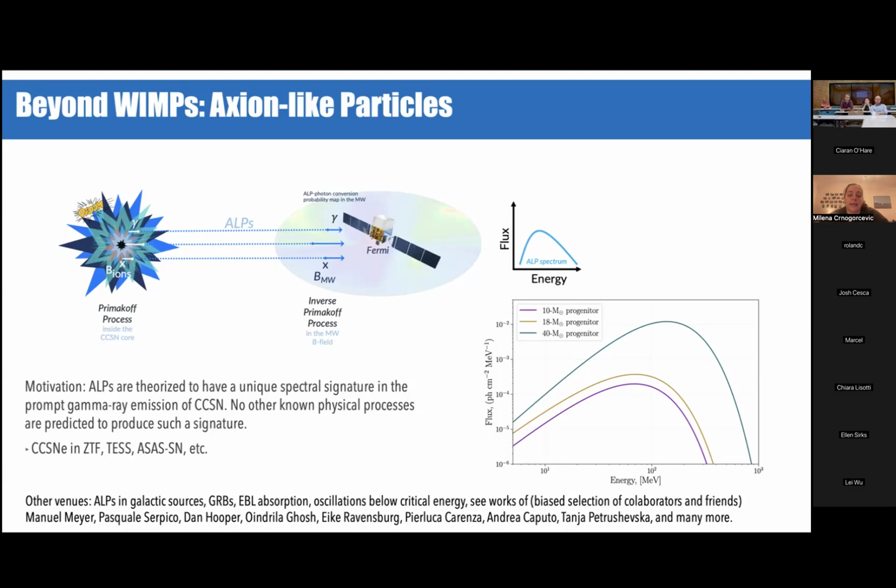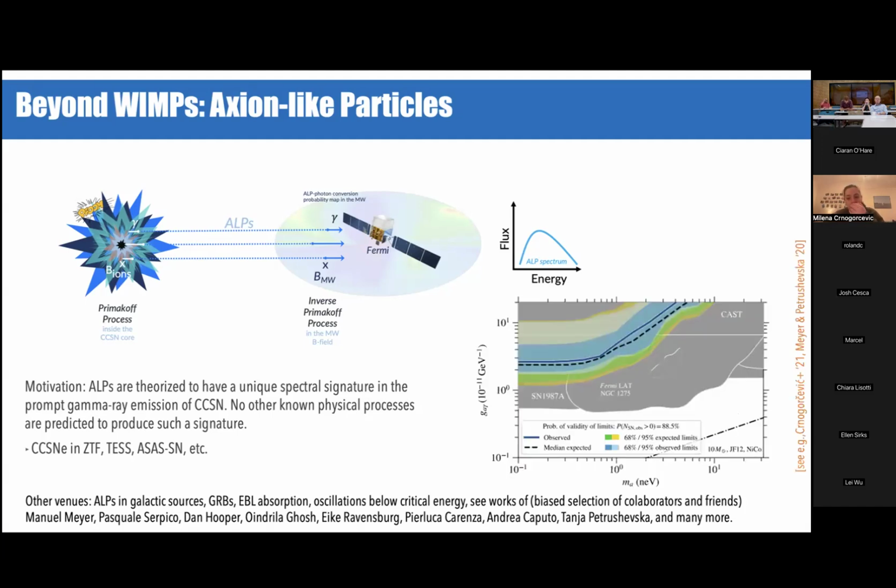I will say that axion-like particles can be probed in gamma ray observations in many other venues, including galactic sources, potentially pulsars, neutron stars, and extragalactic GRBs through the extragalactic background light absorption, and oscillations below critical energy. And here I put forward some of the people that have really worked on the Fermi-LAT observations of axion-like particles.